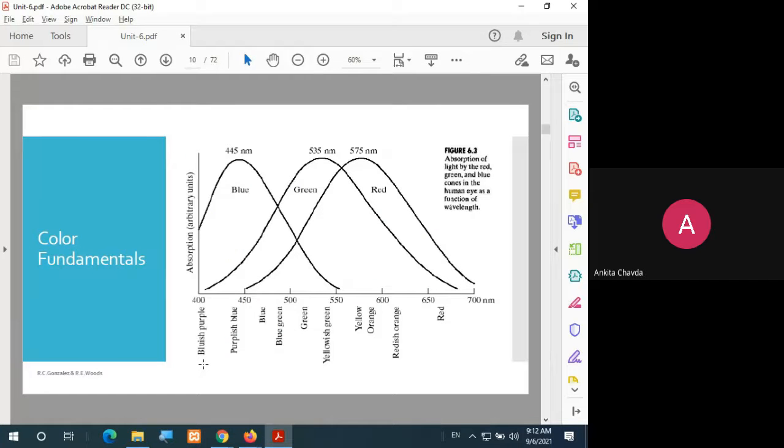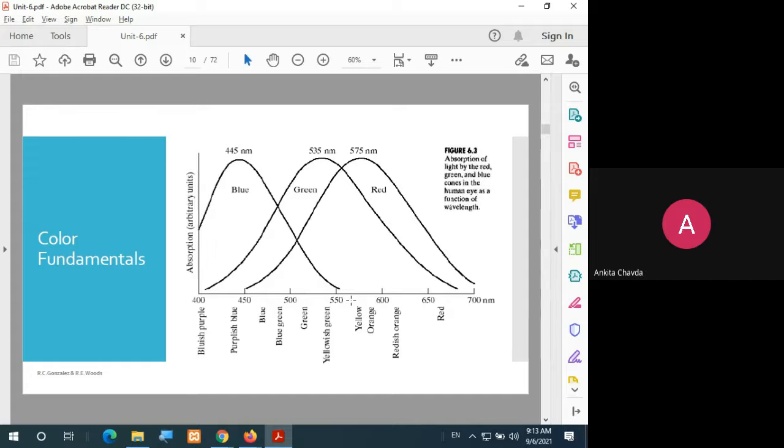Okay. Now these are the color fundamentals: absorption of light by the red, green, and blue cones in the human eye as a function of wavelength. This is the experiment they have done. Red light is there, green light is there, blue light is there. Now, what kind of absorption is there at the viewer side? The viewer can see those colors at which wavelength. That is the experiment. It is said that at 445 nm, almost blue color is activated in your cones.